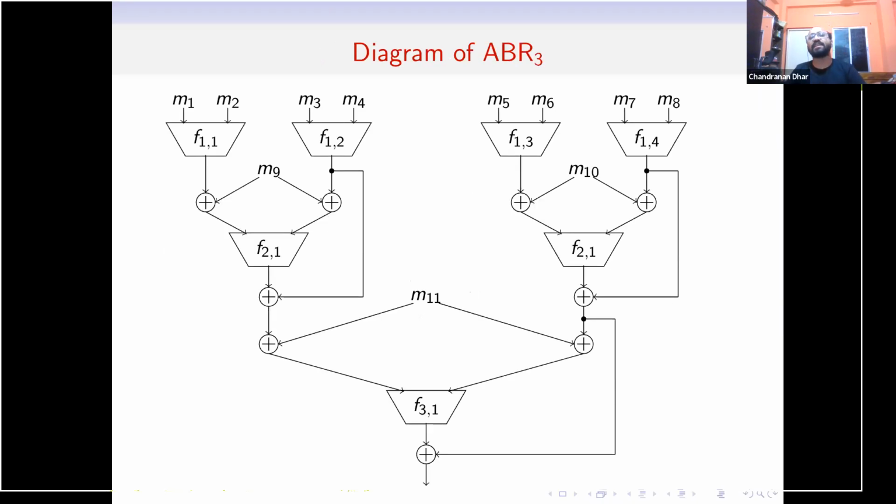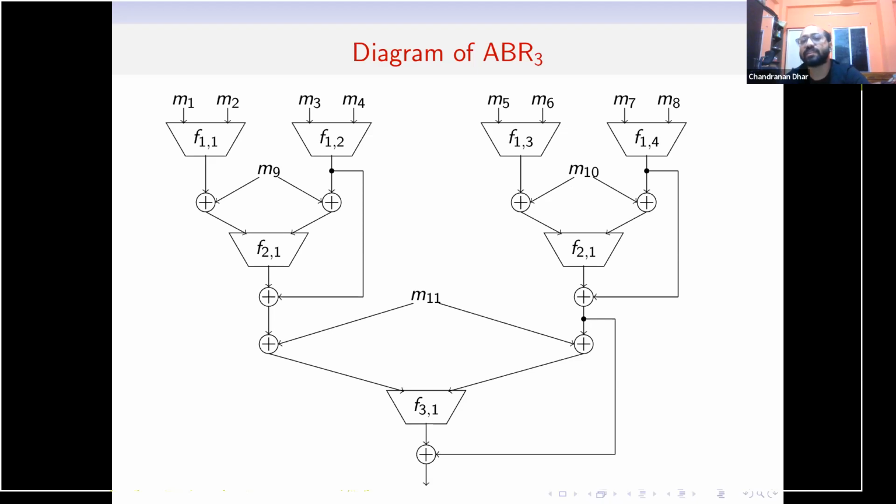Basically, this is a construction based on the Merkle tree hash, but in addition to the message blocks in the leaf nodes, they XOR one block of message at each non-leaf node, and we also have some feed forwards. The diagram we have is that of ABR3, that is the ABR tree of height 3, but the same thing happens for a general tree.